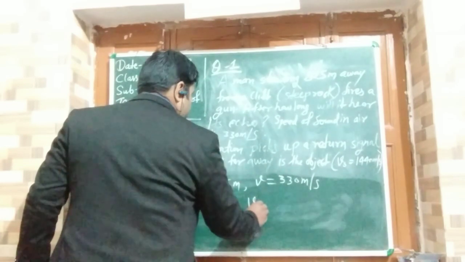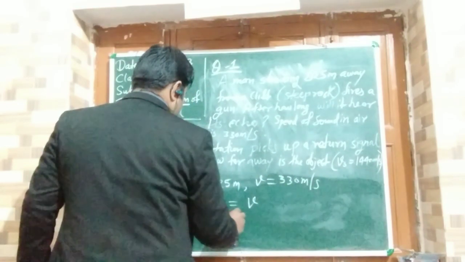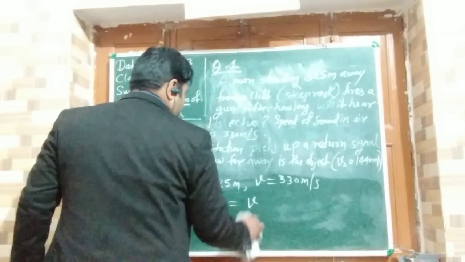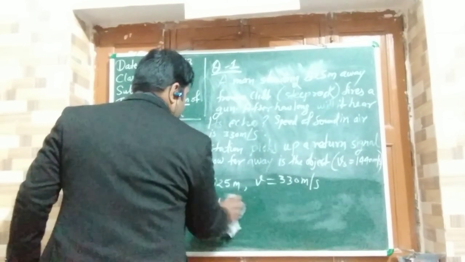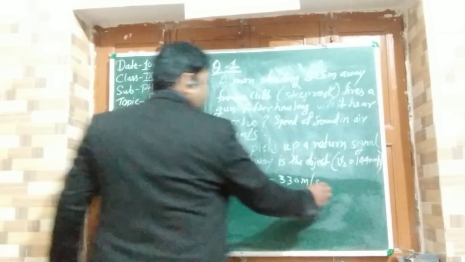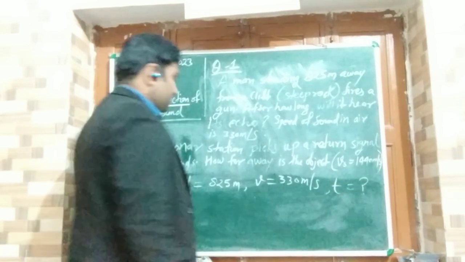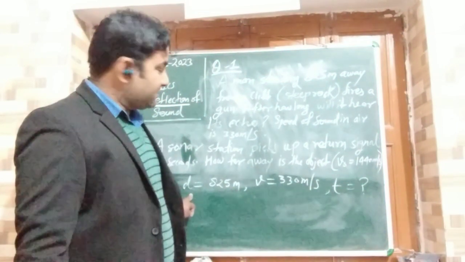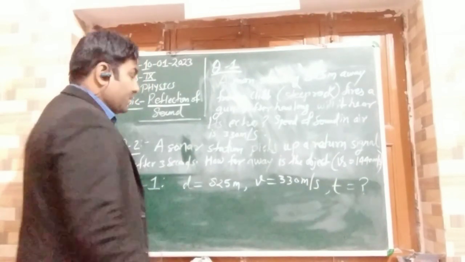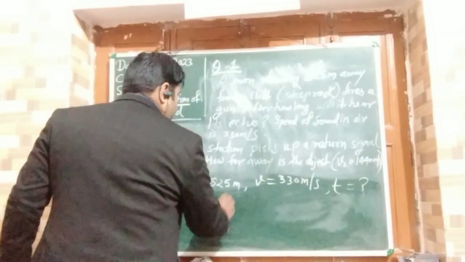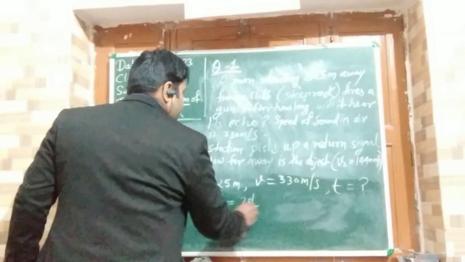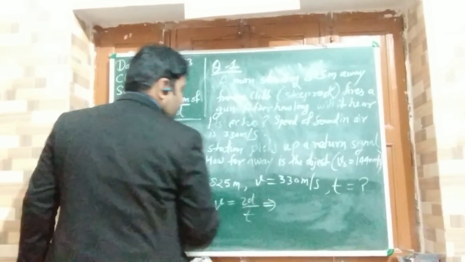That is the speed formula. You have to calculate time. First, always remember two things: what the given terms are and what you have to find out. So the speed formula, v is equal to what? 2d upon t, and we have to find t.